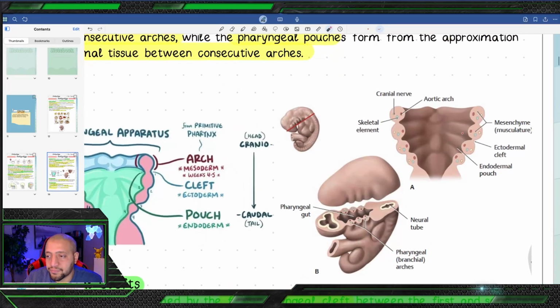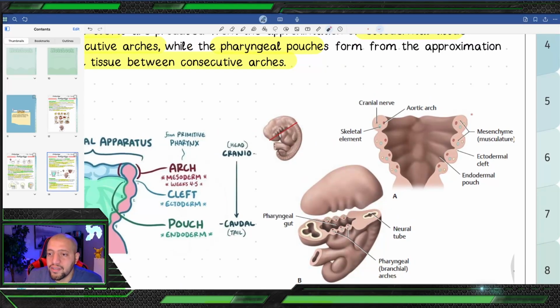So we said we have the arch. So this is the arch, okay? The arch, as we said, from outside has what we call ectoderm, okay? And from inside, we have endoderm. So when we look from inside, the junction between the first, second, third, and fourth pharyngeal arch is covered by endoderm, and we are going to call it endoderm pouch.